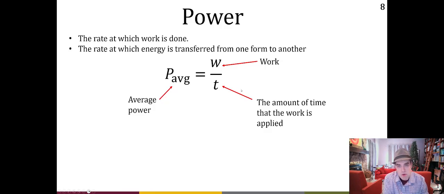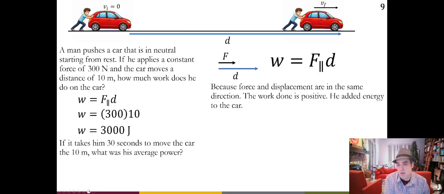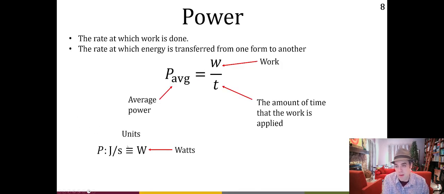Power. So power is another way that we're going to be using work, and that is just the rate at which energy is transferred from one form to another. So we're just going to do average power in this class, and that's just the work that you do divided by the time it takes you to do it. So the units of power is work. So anytime we use is watts, watts.